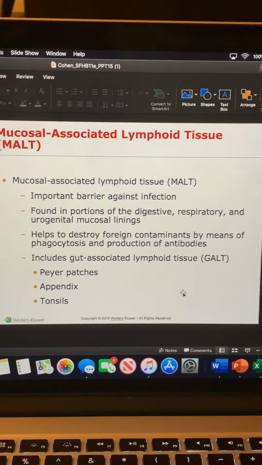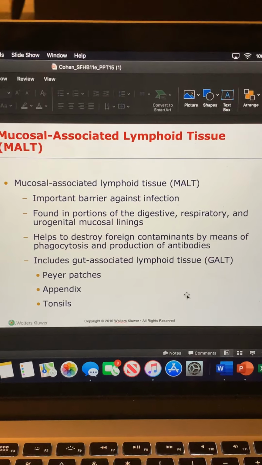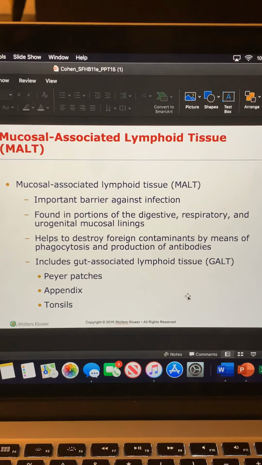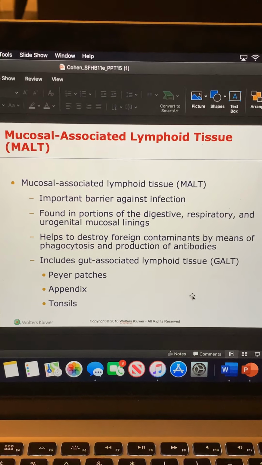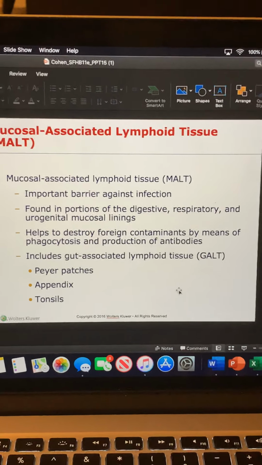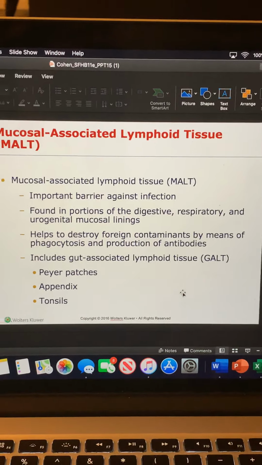Now, MALTs is a broader category of gut-associated lymphoid tissue, which is a GALT. GALTs are concentrated in the Peyer's patches, appendix, and the tonsils. So that brings us to tonsils. There's the pharyngeal tonsils or the adenoids, and then there's the palatine tonsils and the lingual tonsils, which are part of the tongue area.